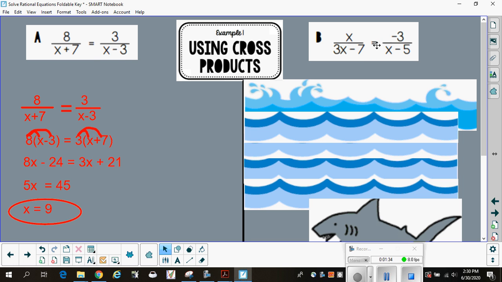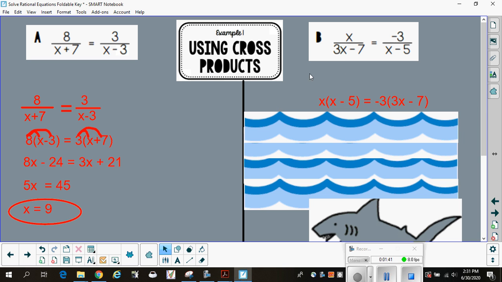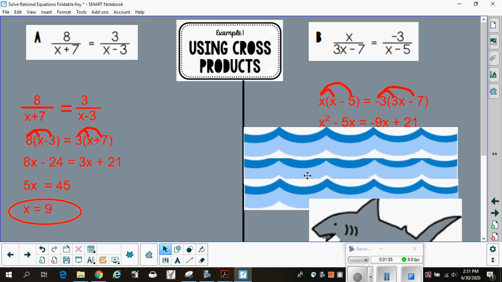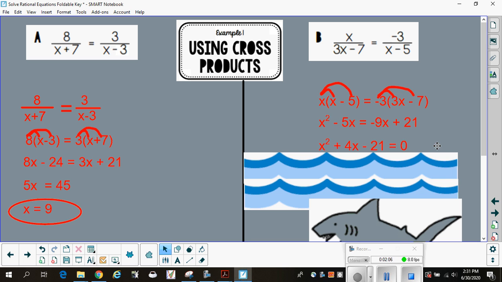Over here, again, I'm going to multiply the negative 3 times the 3x minus 7 and the x times x minus 5. From here, I'm going to need to distribute the x, and then I'm going to distribute the negative 3. Don't forget that negative. So that you wind up with x squared minus 5x is equal to negative 9x plus 21. We're going to move all the terms to the left-hand side, so I'm going to add 9x and subtract 21 and set the equation equal to 0.